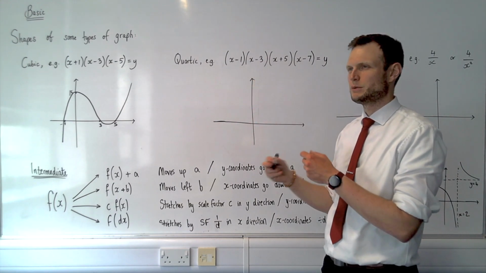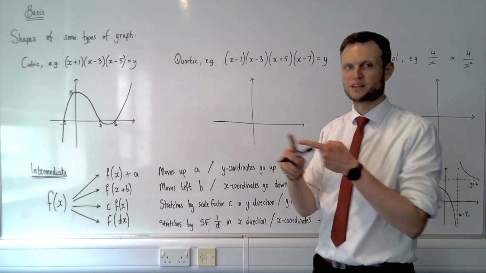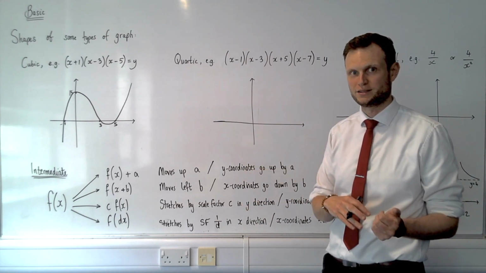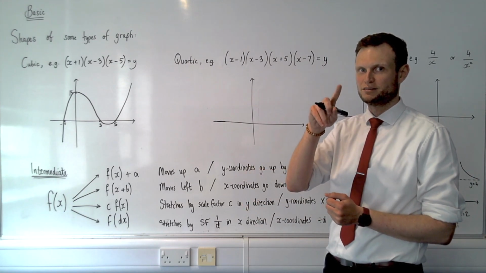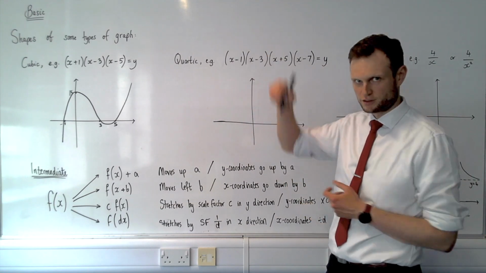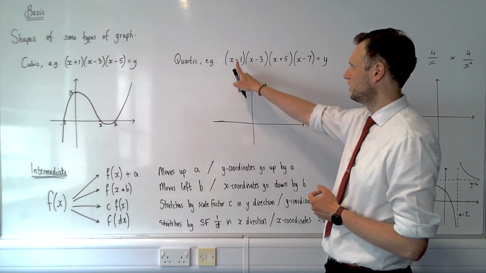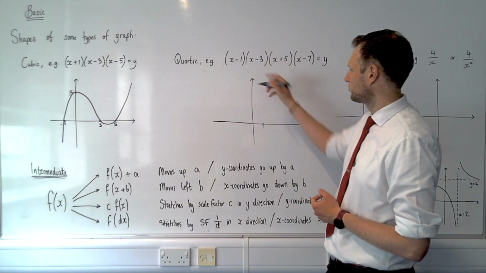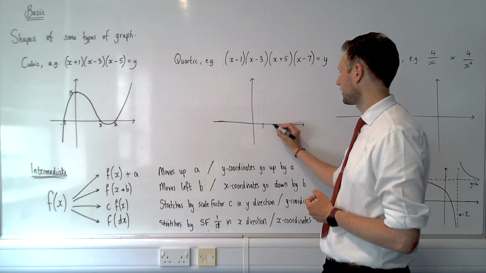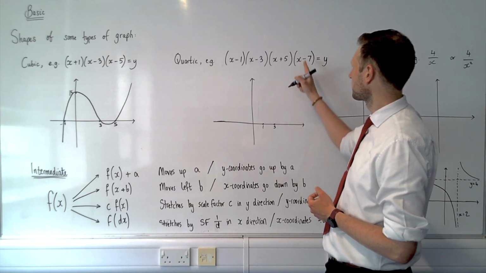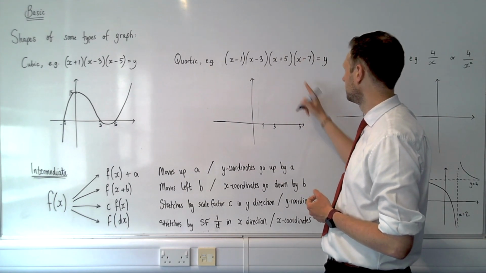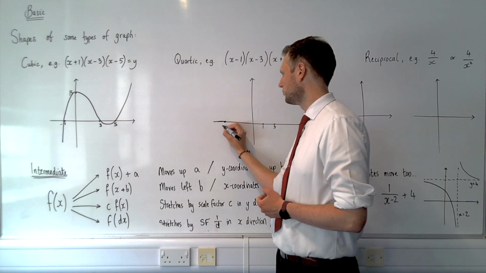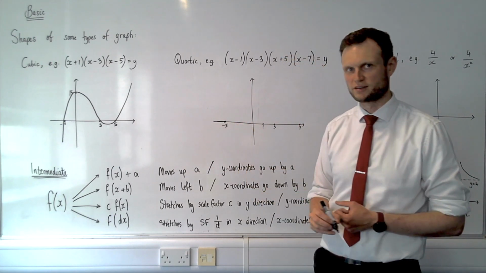So it's the same rules as quadratics. If it says something squared, like x plus 1 squared, that's going to bounce off of the x-axis. If it's just once, that means it goes through the x-axis. So here we've got x minus 1, so it's going to go through the x-axis at 1, x minus 3, so it's going to go through the x-axis at 3, x minus 7, so 7, and x plus 5, so minus 5. Put those roots on first.